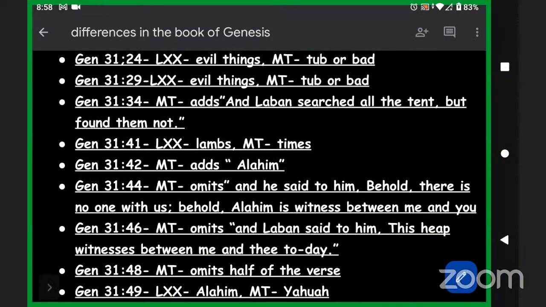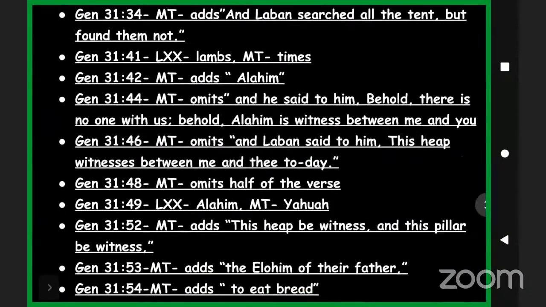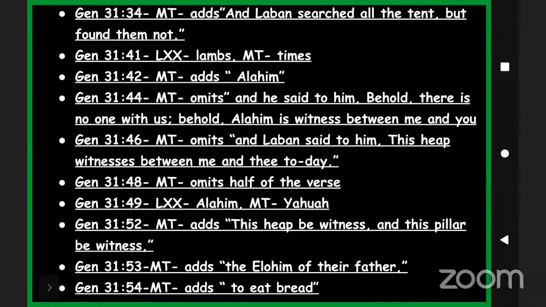And again, we see that in verse 29 of the same chapter, by the way. If it's starting to get redundant with differences, FYI for viewers and listeners on YouTube, I'm not going to go to the shared screen if it's the same differences repetitively. Okay, so anyway, Genesis chapter 31, verse 34, the Masoretic text adds, and Laban searched all the tent, but found them not.